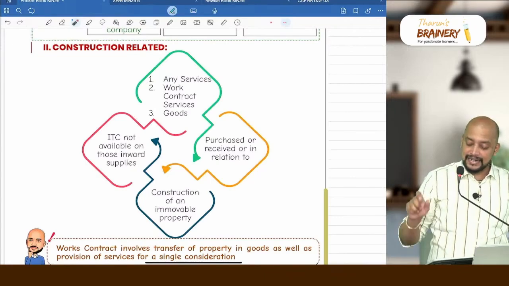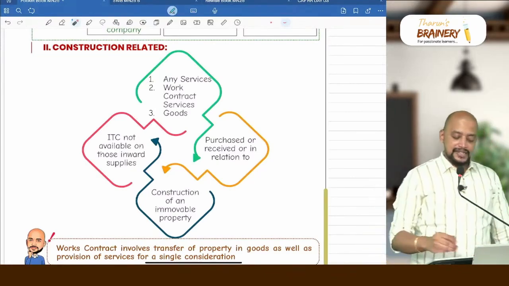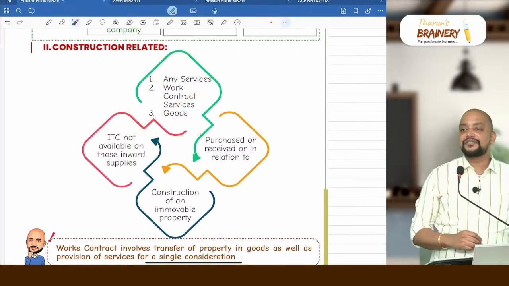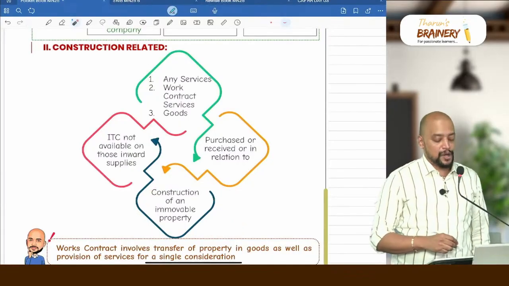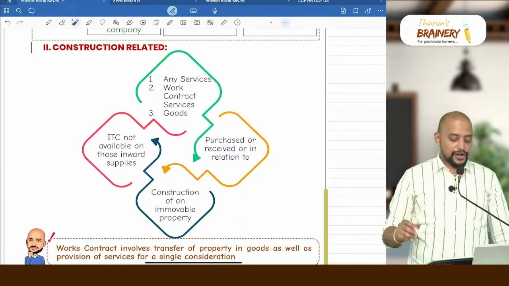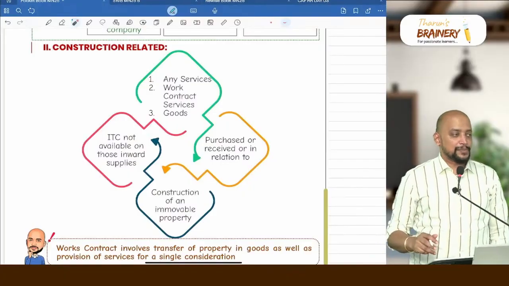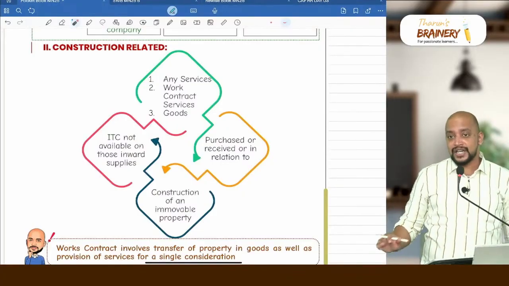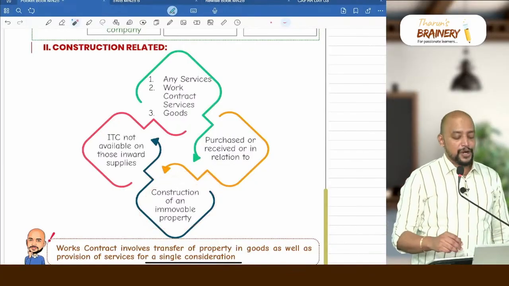Then construction related blocked credit. Construction related blocked credit, that is any service, works contract service or goods. These are the three inward supplies, purchased or received in relation to construction of an immovable property. ITC available or not available on those inward supplies? ITC not available on those inward supplies. What are the three inward supplies? Any service received, any goods purchased or works contract in relation to construction of an immovable property.